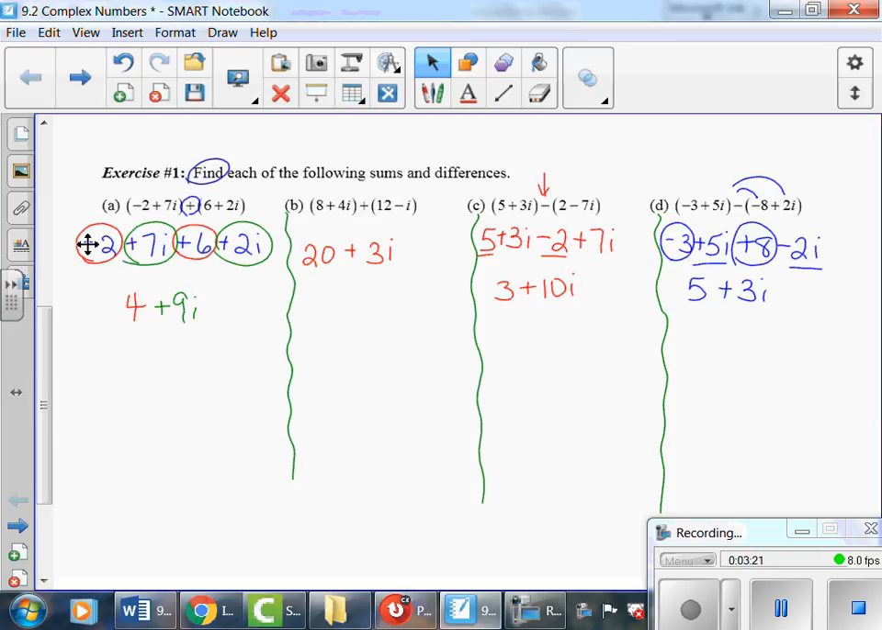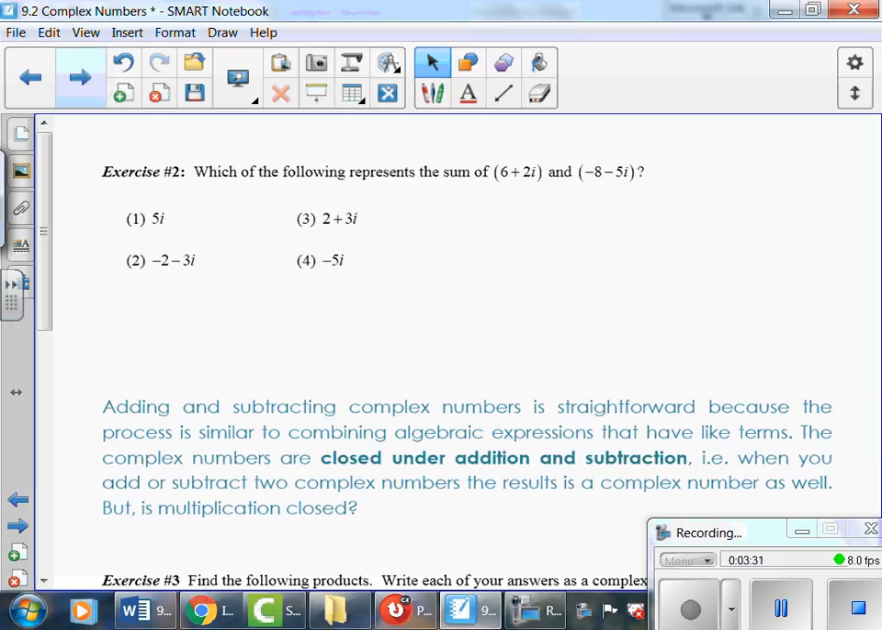I'd like to say any questions, but unfortunately I can't hear you. So hopefully you understand what we just did, and we're going to move on to exercise 2, which is simply a multiple choice question. And it says, which of the following represents the sum of these two numbers?